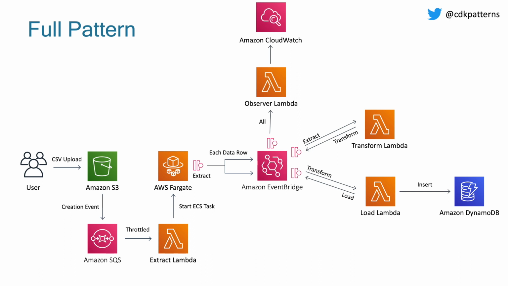This extract lambda kicks off a Fargate ECS task, which downloads the file from S3, sends each row as a separate event onto EventBridge, which are then sent via a rule to the transform lambda in the top right, which converts that CSV format into a JSON format, sends another event back onto EventBridge, where a rule sends the event into the load lambda in the bottom right, which puts it into DynamoDB. After that record has been inserted into Dynamo, a final load event is sent onto EventBridge. All of those events are consumed by the observer lambda at the top, which writes every event to CloudWatch.